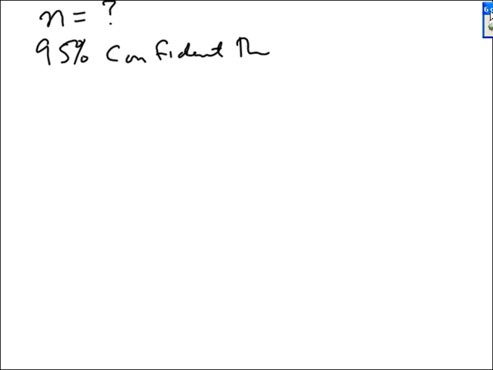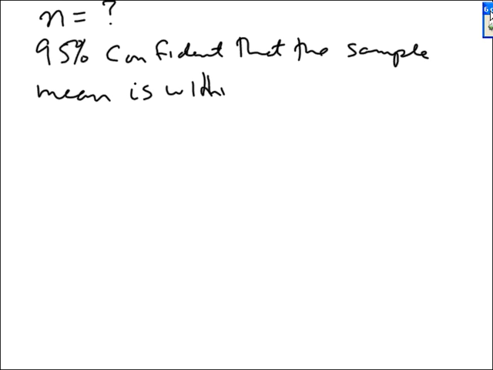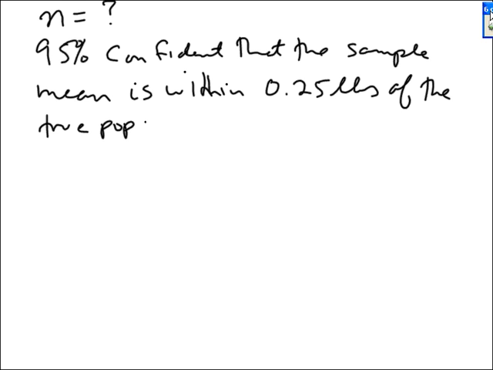Okay, so you want to estimate how many people you should survey. The question is, how many people should you survey? And you want to be 95% confident that the sample mean is within E, a quarter pound, 0.25 pounds, of the true population mean.